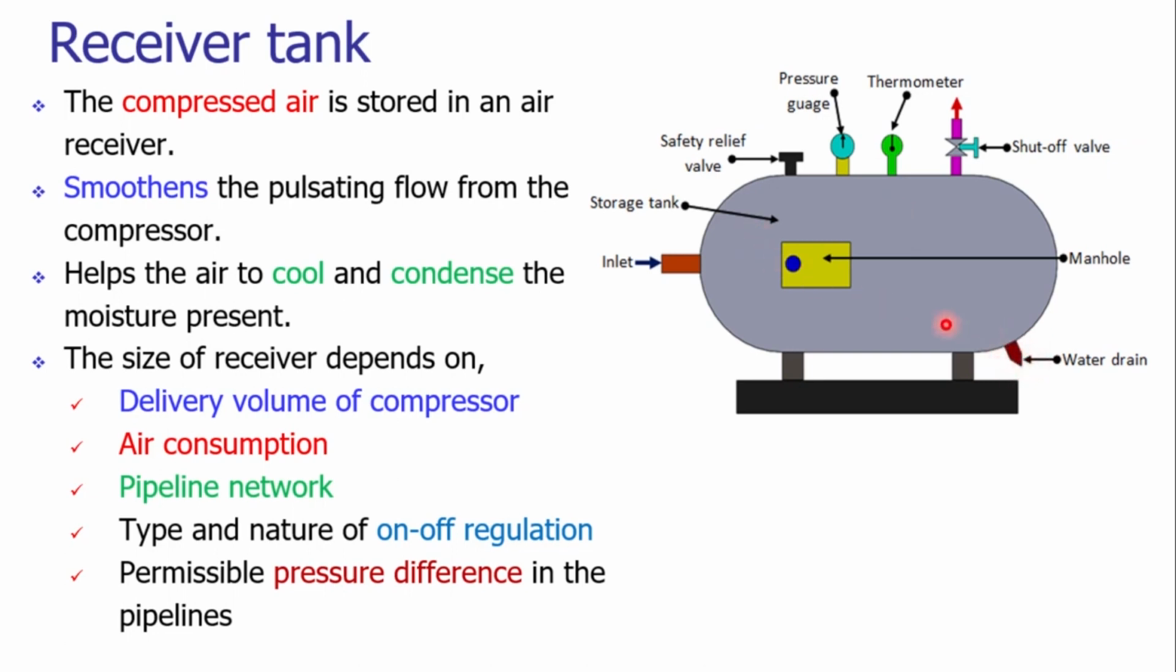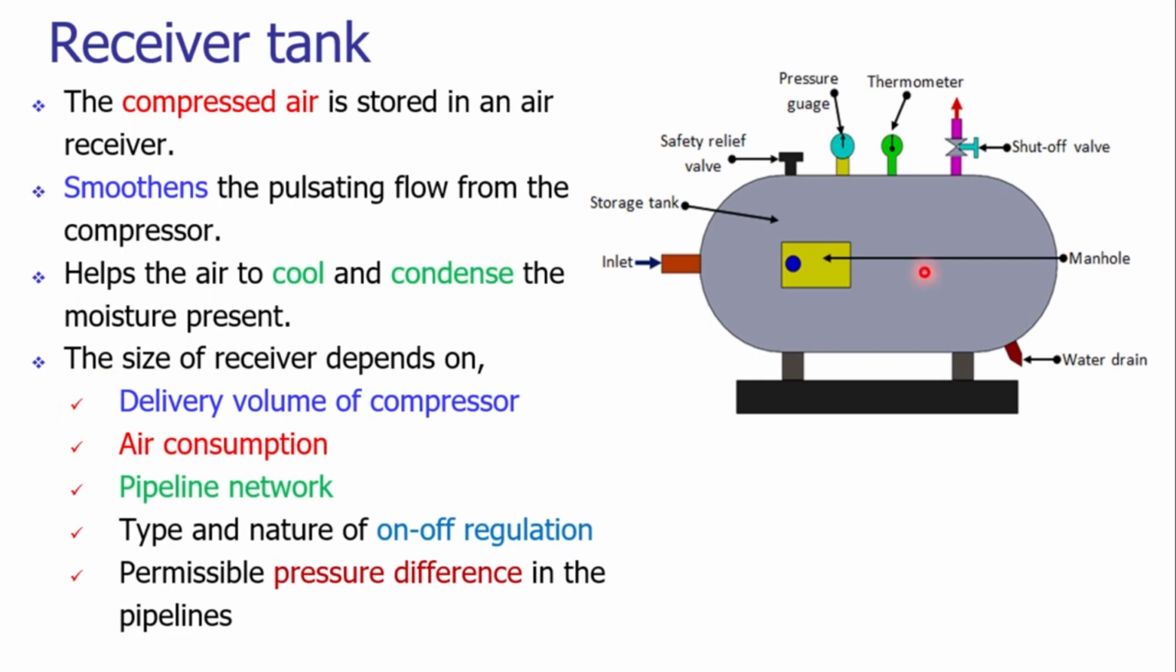So as I have mentioned, with the increase in pressure there is increase in temperature. When there is a decrease in temperature, the temperature of the compressed air decreases, there will be condensation of the water vapors or the moisture inside, and due to that we may get water at the bottom side of the tank. So that needs to be drained out. So we need a water drain.